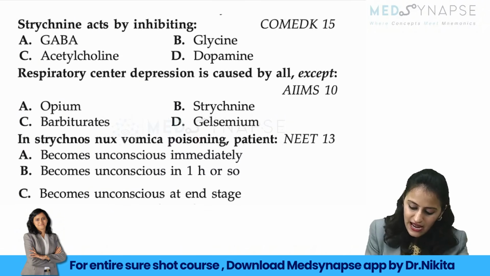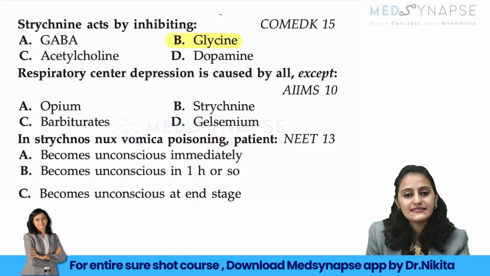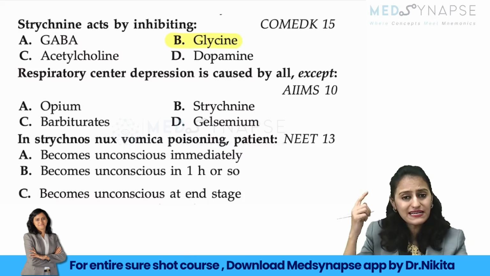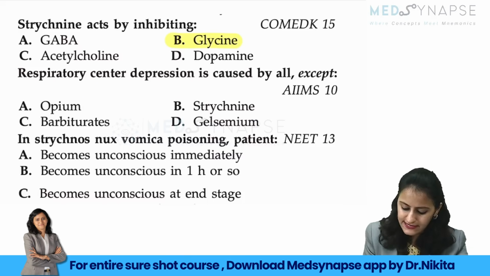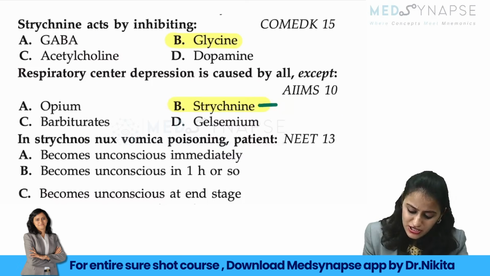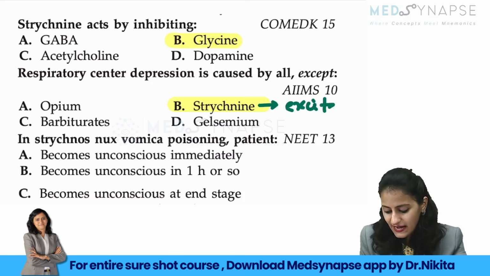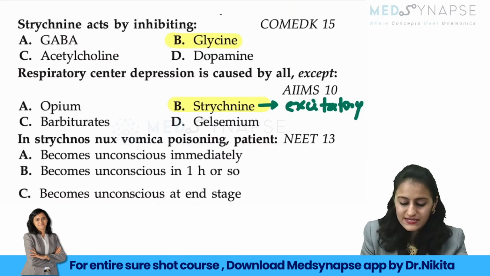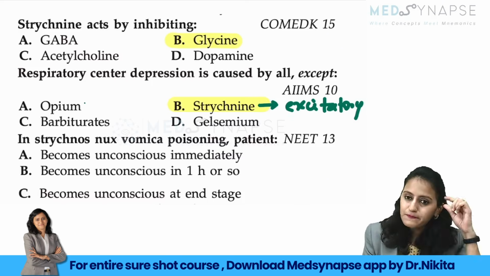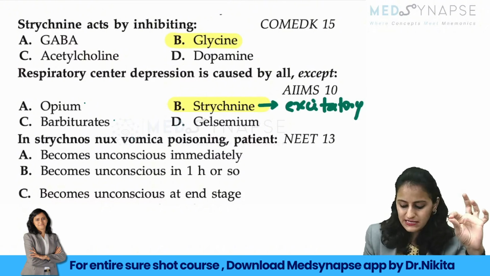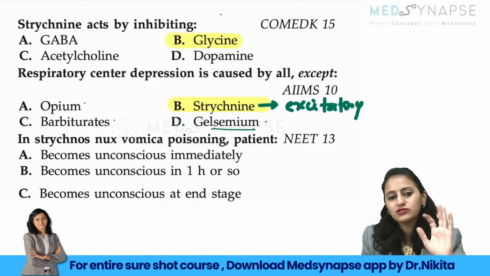Strychnine acts by inhibiting glycine. Respiratory center depression is caused by all except strychnine, because strychnine is not inhibitory. Basically the action is excitatory. Opium, barbiturates, sedatives, and gelsemium are all depressants.